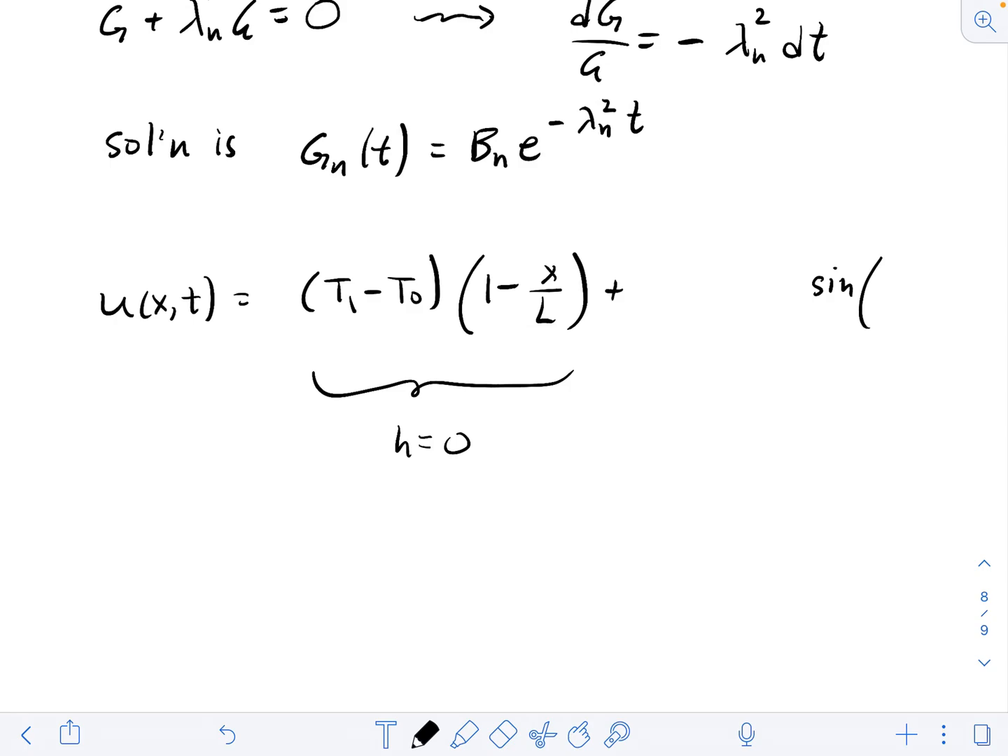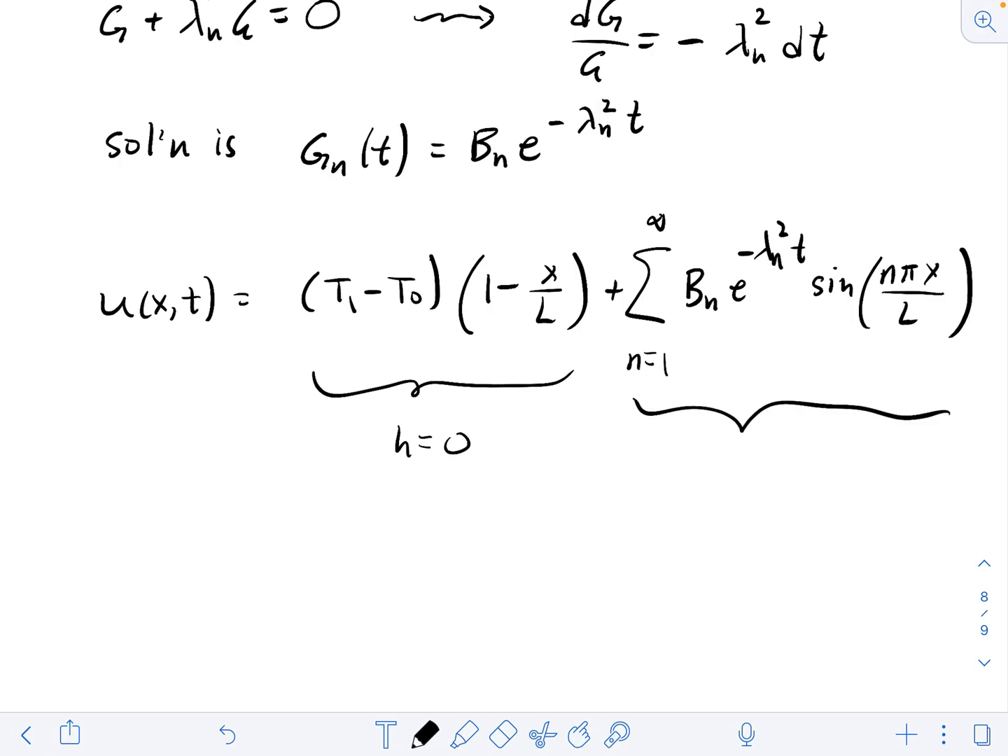for f, which was the space-dependent part, we had this sine function. And now we've just worked out that for the g part, which is the time-dependent part, we have a bn e to the minus lambda n squared times t. And we have to include all the possible values of n, so we have a sum for all the different values of n that are allowed. And this is for h less than 0.